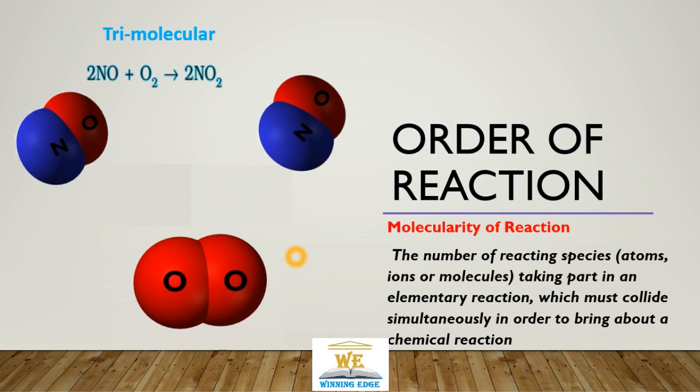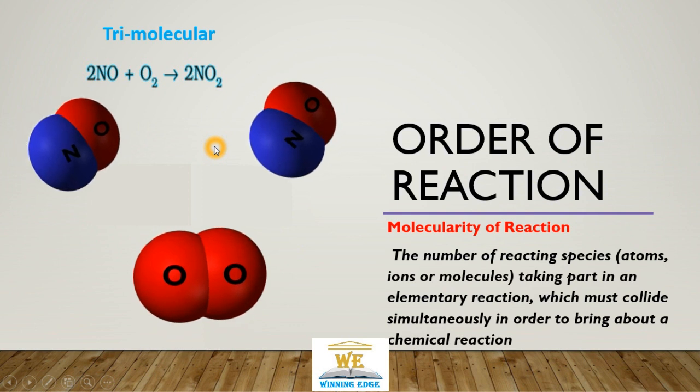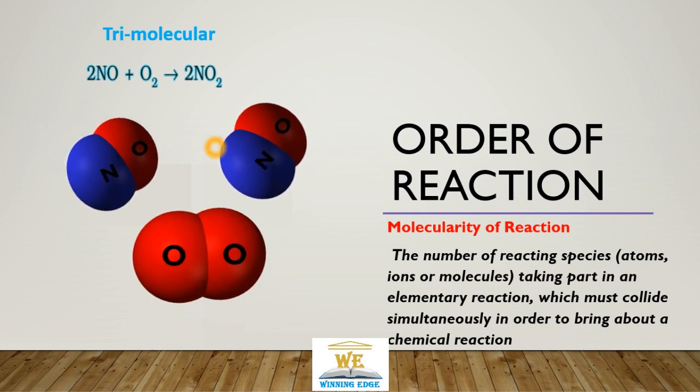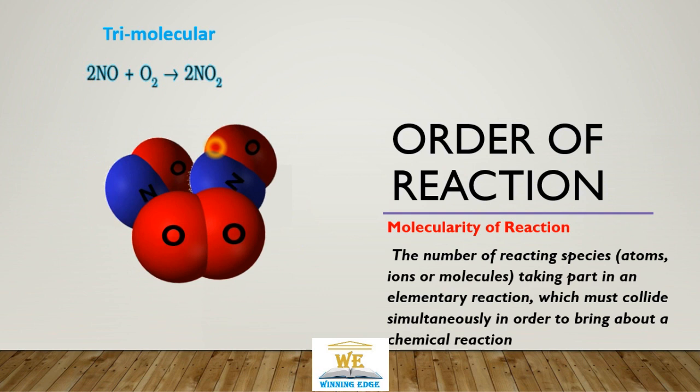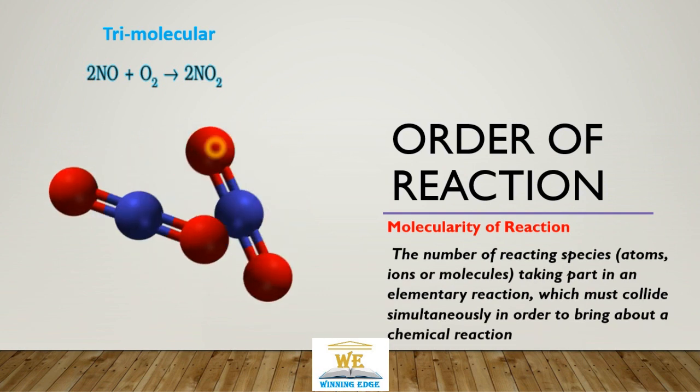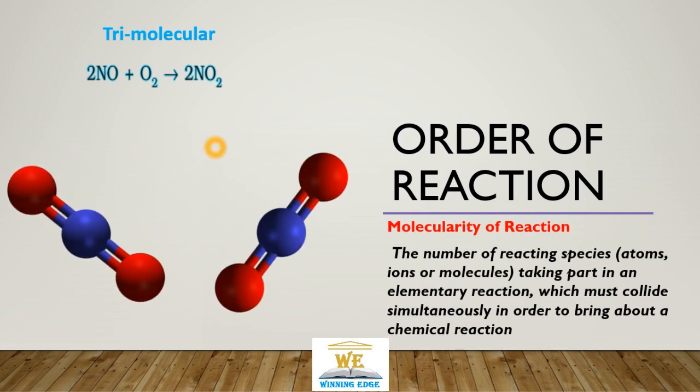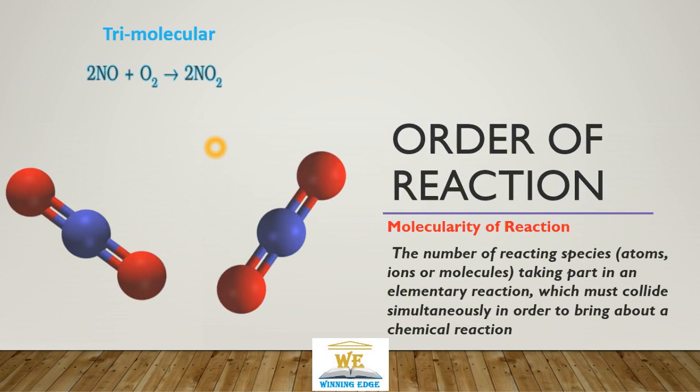Here is a trimolecular reaction. We saw unimolecular, then bimolecular, now trimolecular. In this reaction, two nitric oxide and one oxygen molecule simultaneously collide to give us nitrogen dioxide, two molecules. So it's a trimolecular reaction.